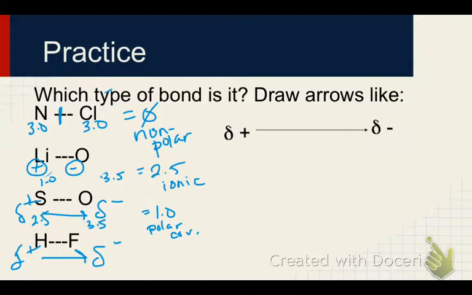And then finally, we have 2.1 for hydrogen, and we have 4.0 for fluorine. And so that is going to be a difference of, oh, I screwed up again. That's going to be a difference of 1.9. And so that's going to be considered ionic. So fluorine is going to be all the way negative. Hydrogen is going to be all the way positive. And there'll be no arrows to draw in this situation.